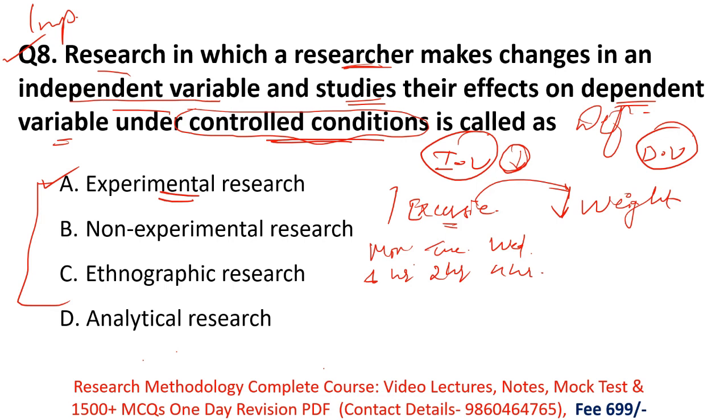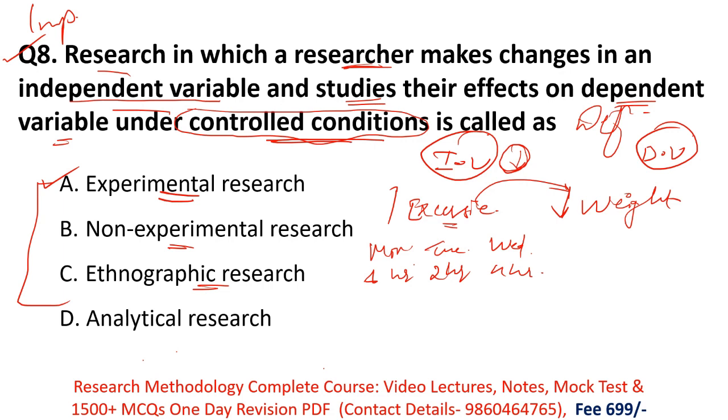Then we will see the other options which are incorrect. Non-experimental research means what? In that you do not do proper experiments. Okay, ethnographical research means ethnographic. You are doing research on proper behavior in that area. Okay, ethnographical research is a qualitative type of research. You are doing your research and you are collecting data on a qualitative basis.